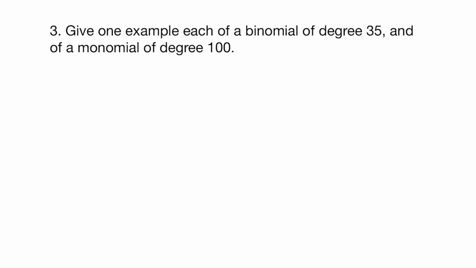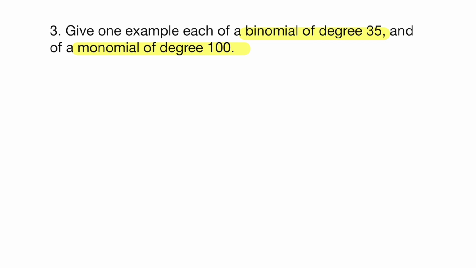Okay, so they are basically asking you to give a couple of examples. One is of a binomial of degree 35 and another one is of a monomial of degree 100. Right, so you have to note these two things, binomial and monomial. So what exactly are these terms? We haven't discussed them so far.